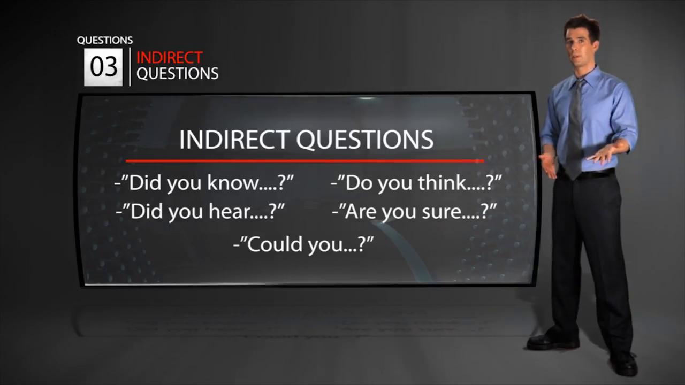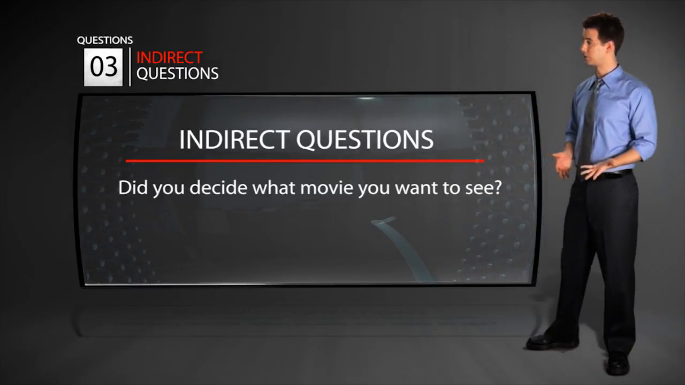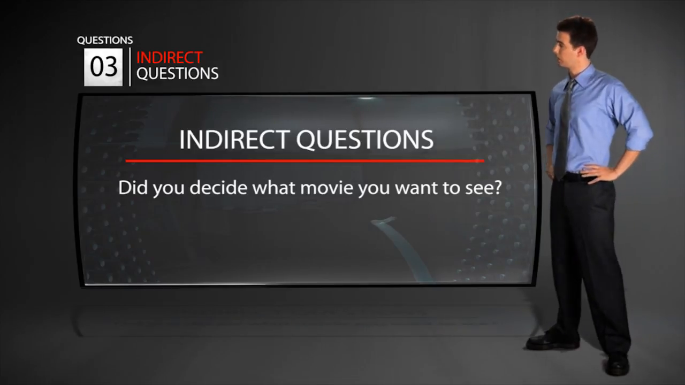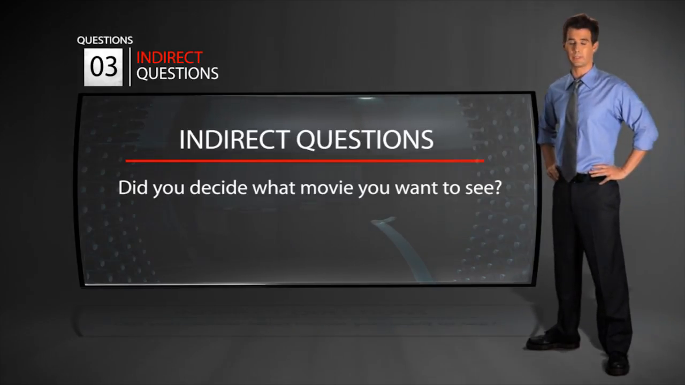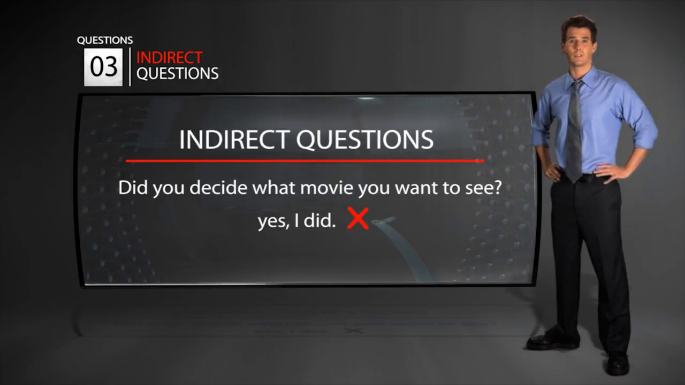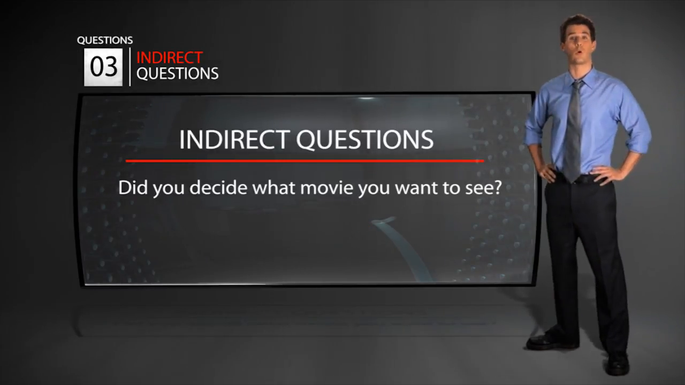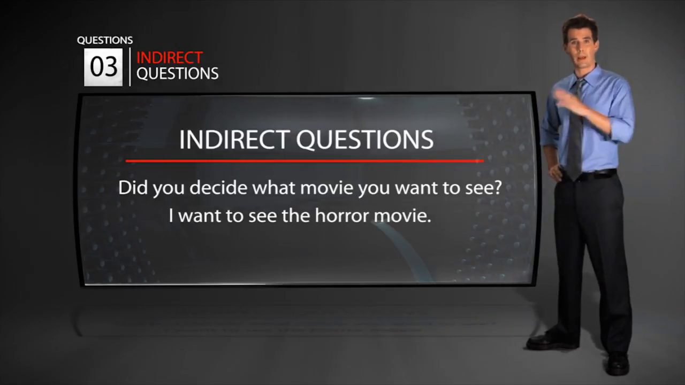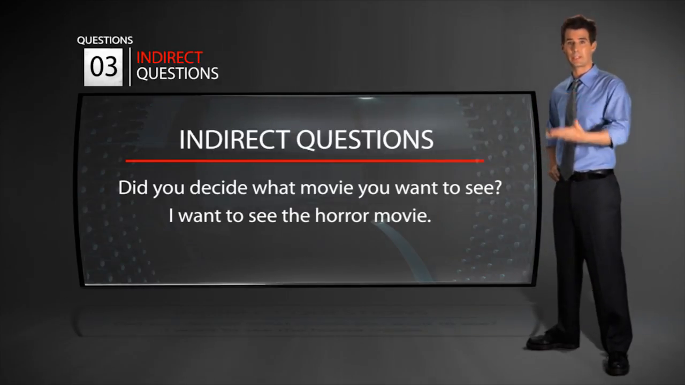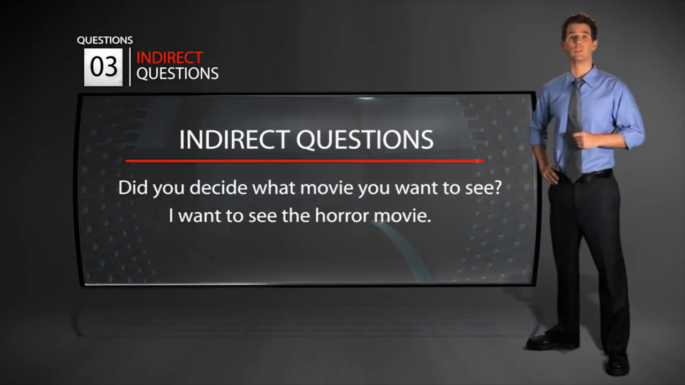So for example, if the indirect question was, did you decide what movie you want to see? The answer, yes, I did, would be kind of strange. A correct response or answer would be like this: I want to see the horror movie. That response answers the information question, what movie do you want to see?